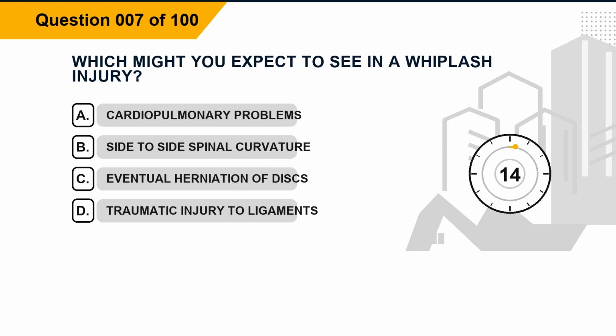Question 7. Which might you expect to see in a whiplash injury? Option A. Cardiopulmonary problems. Option B. Side-to-side spinal curvature. Option C. Eventual herniation of discs. Option D. Traumatic injury to ligaments. The correct answer is option D.